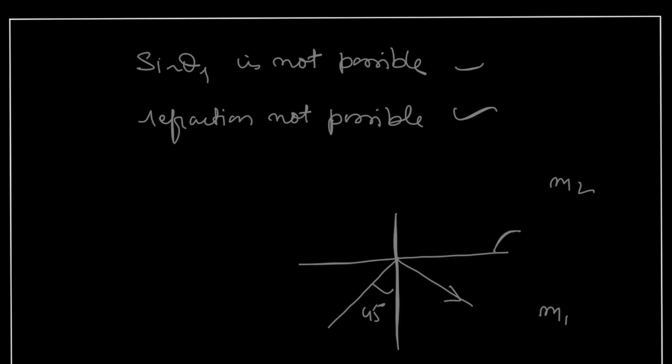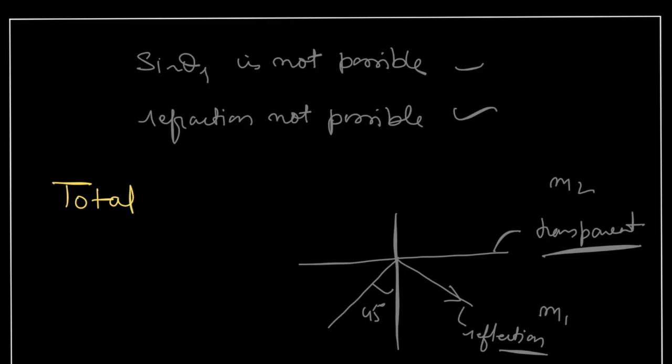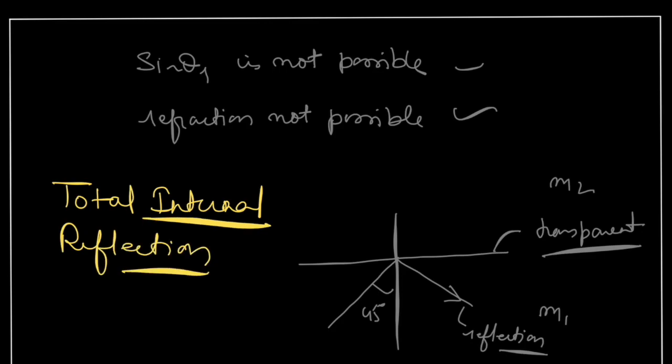Even if this surface, the refracting surface, is transparent, what we will observe is the light will reflect. So this is kind of reflection. The light will not pass through, it will not refract, it will start reflecting. And by the way, this phenomenon is a very famous phenomenon, which is called total internal reflection. So every medium has some angle, and after that there will be no refraction.